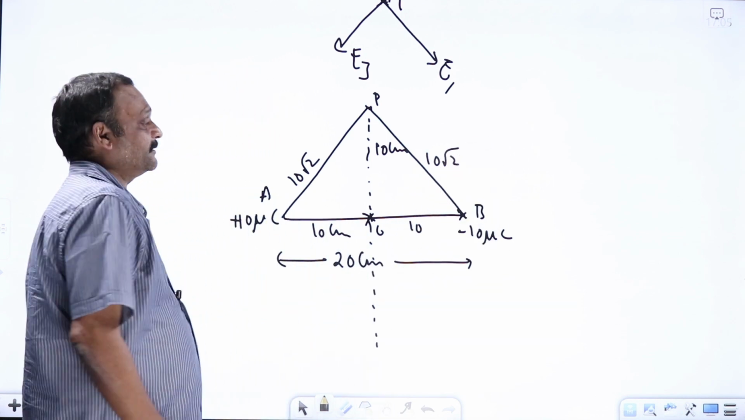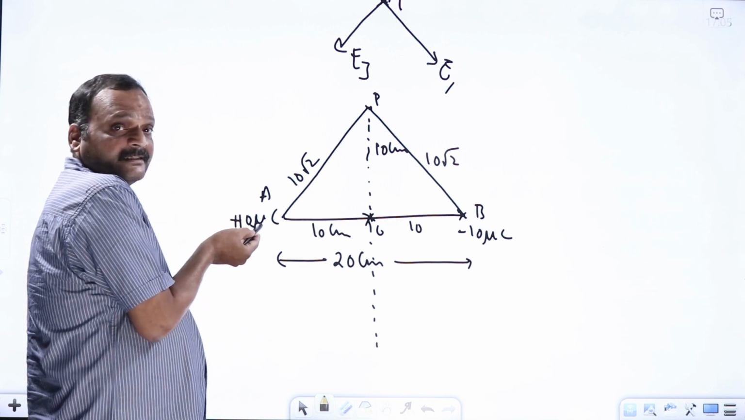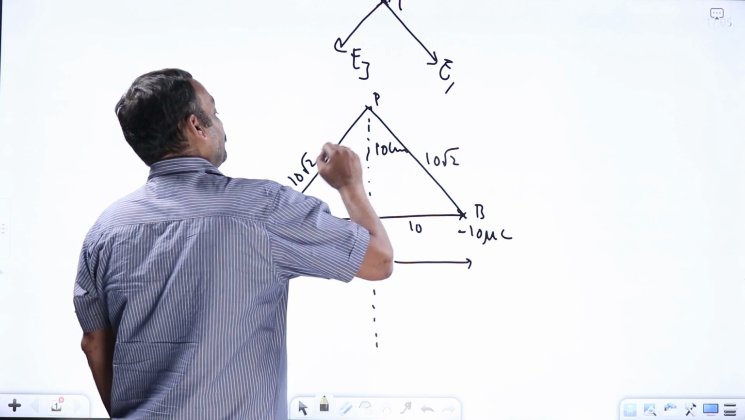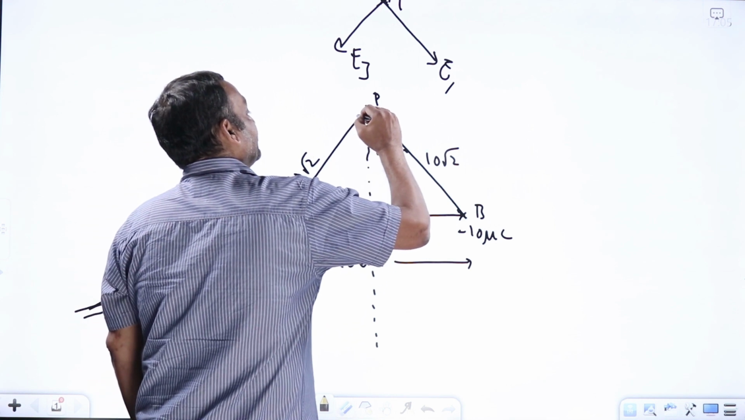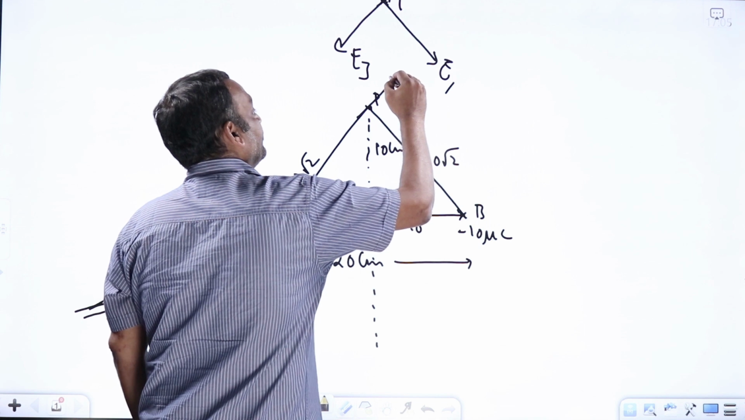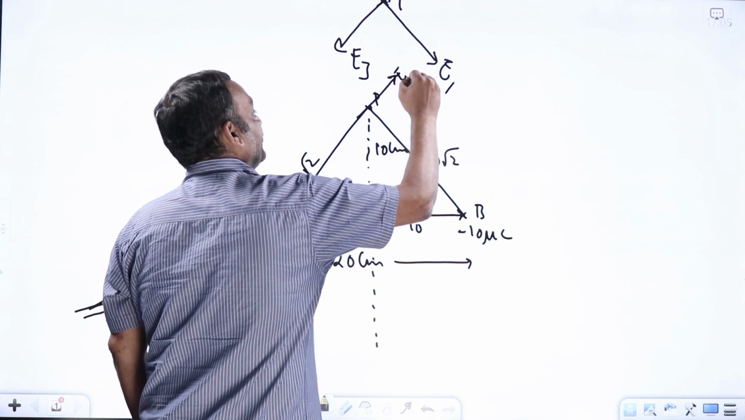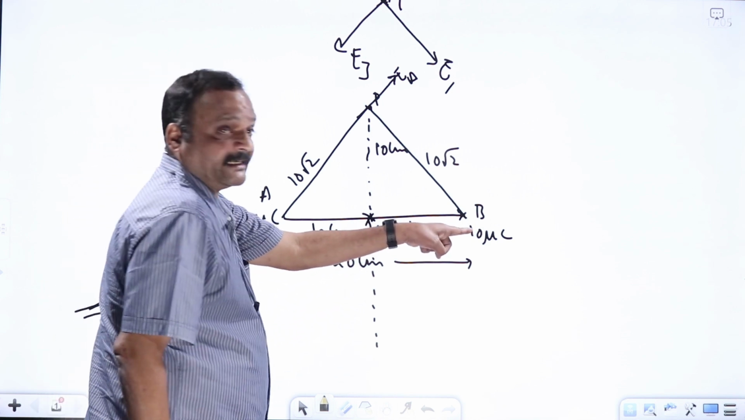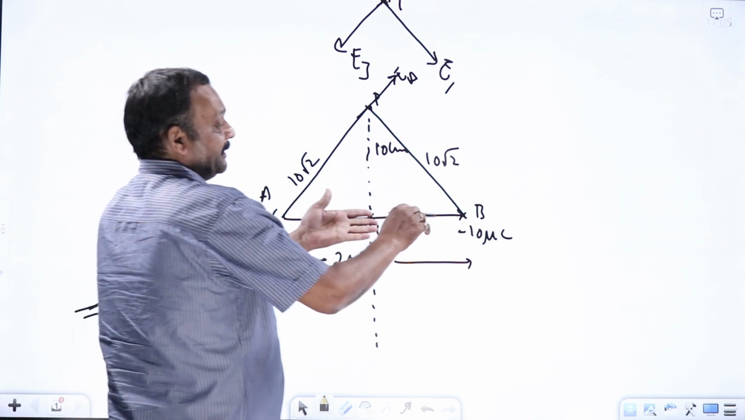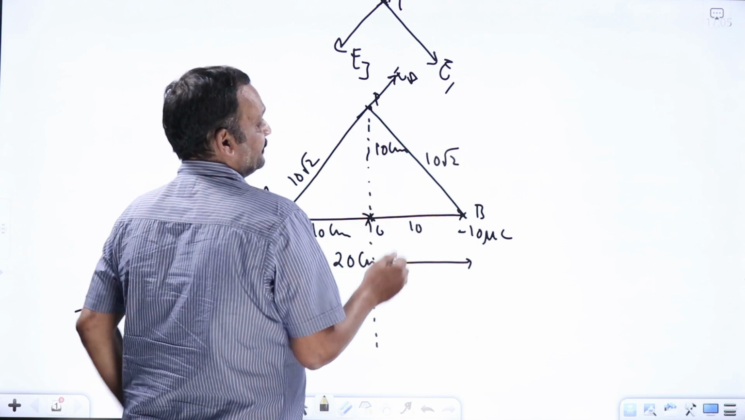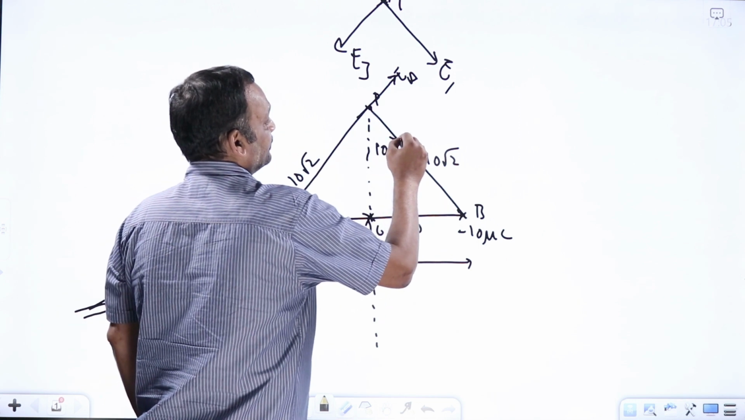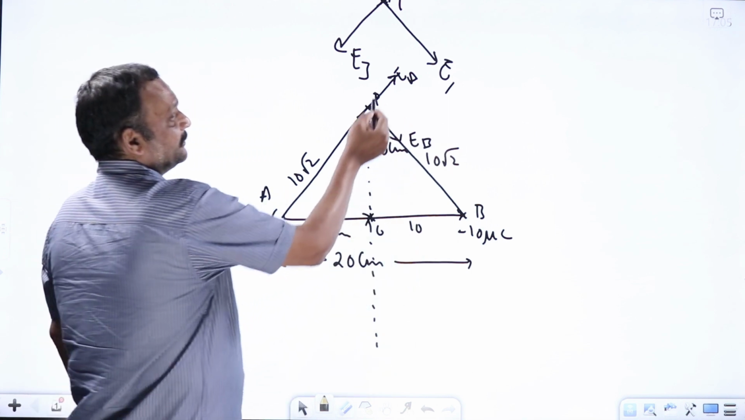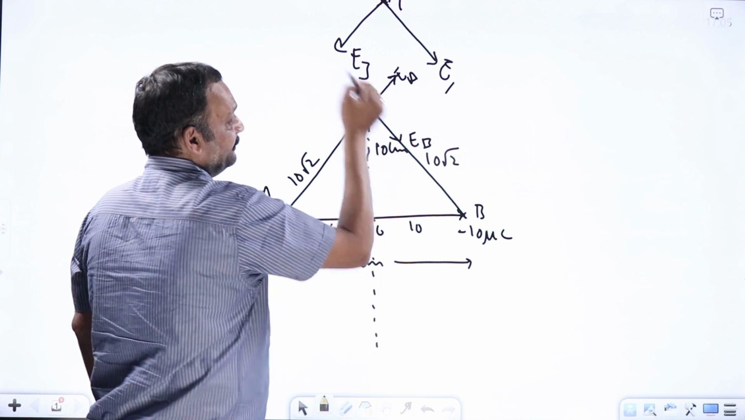Now this is a positive charge, plus 10 microcoulombs, so it produces an electric field pointing away from it. That means the electric field due to the charge at A is EA, and it will be in this direction. But the charge at B is negative, so its electric field will be towards the negative charge. Let us call that electric field EB. So this is the EA direction, this is the EB direction.